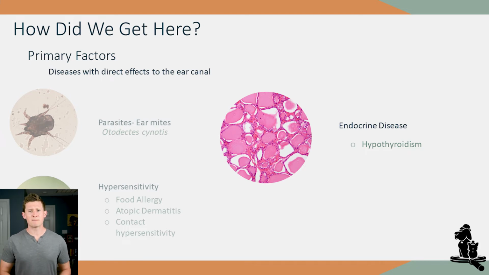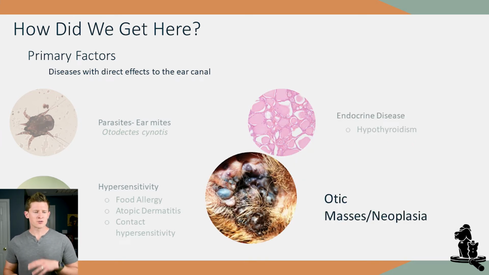And then last, we have masses in the ear. I know those were a predisposing factor as well, but if you have enough masses in the ear or a large enough mass, then they can just kind of harbor infection and be more of a primary factor than a predisposing one. And this is a picture of ceruminous cystomatosis in a cat, which is not common, but certainly something that can be a primary factor for ear infections.